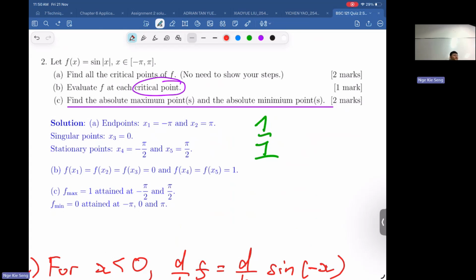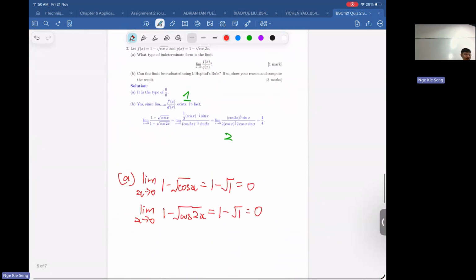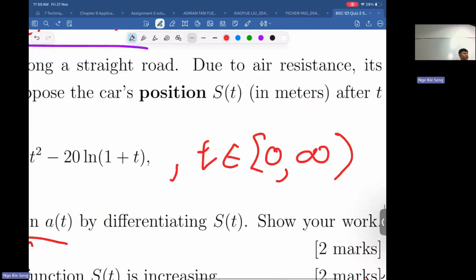Are minus pi and plus pi also critical points? Yes, they are. For critical points, there are 3 kinds of point: endpoint, singular point, and stationary point. These 3 are called critical points. If your domain is everything, there's no boundary point here. Or if your domain is a half interval like this, then there's only one endpoint, which is 0. Infinity is not a point.